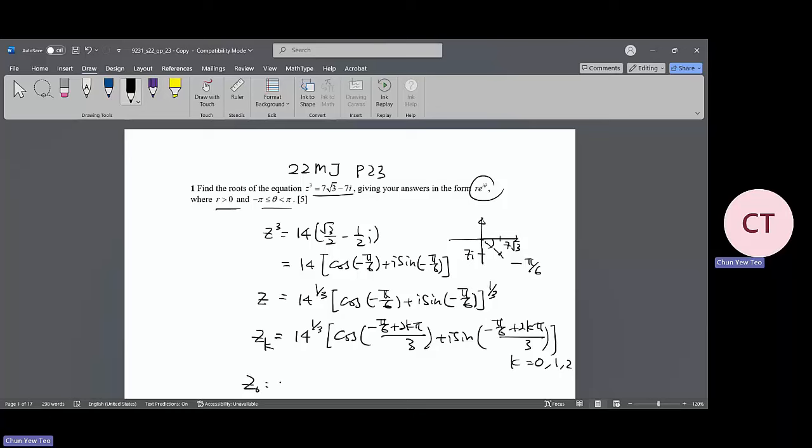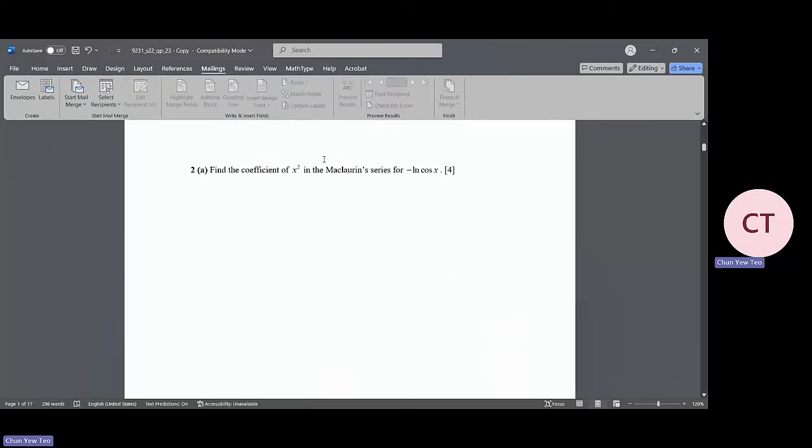So substitute 0 inside, you will get z0 equals 14^(1/3) e^(negative πi over 18). Then your z1 will be 14^(1/3) e^(11πi over 18). Then lastly, z2 will be equal to 14^(1/3) e^(23πi over 18). So these will be the answers, three of them. That will be the answer for number 1. Done. Now we move on to part 2.